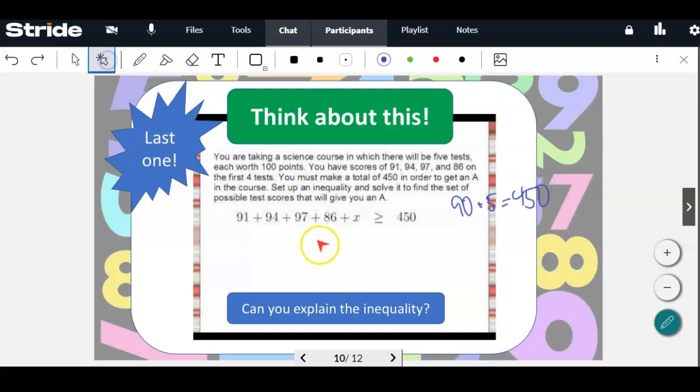All right, so the first 4 test scores are listed. Then you had to figure out, well, what is my last test score? We don't know, but I want it to be greater than or equal to this number. So that's an explanation of this inequality.